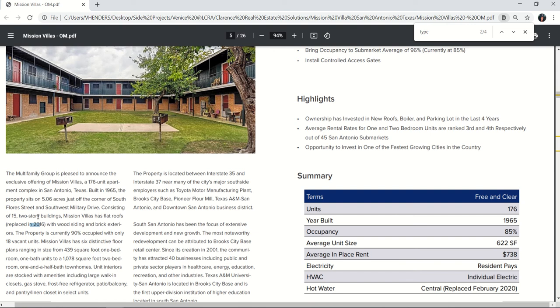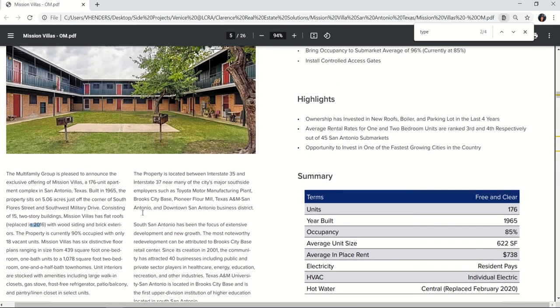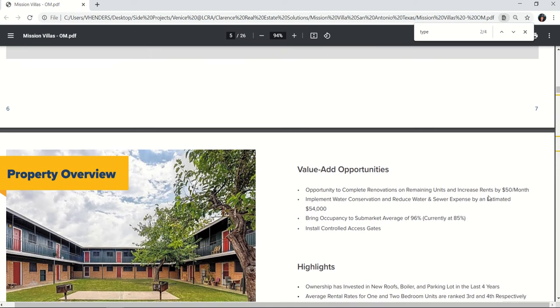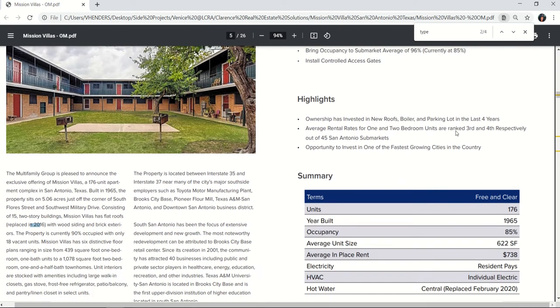With wood siding and brick exteriors. Okay, I like brick exteriors. Wood siding is a little concerning to me because of the wood pricing, but brick exterior, wood siding, it might be good. The property is currently 90% occupied with only 18 vacant units. I think that's interesting because I've seen somewhere bring occupancy to submarket average of 96%, and it's currently at 85. So I just see conflicting information here.